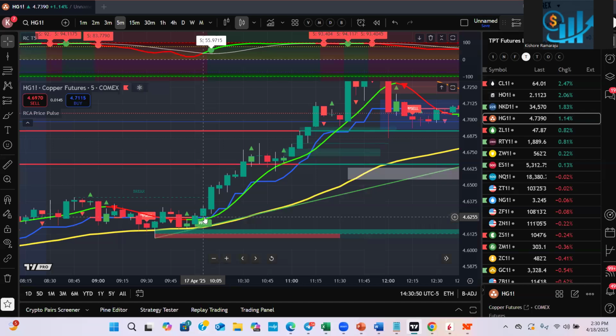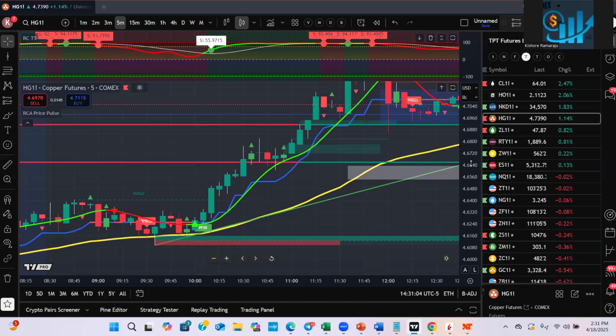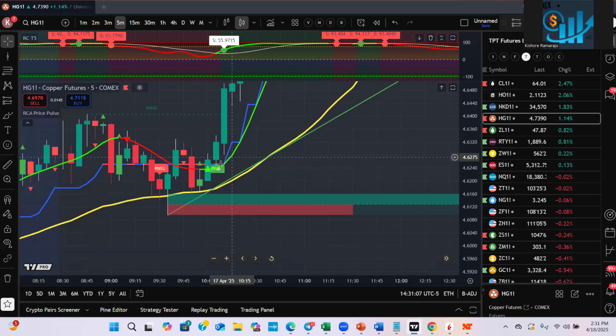Here you got a PP strong buy, and it is somewhere around 10 o'clock. PPSB means strong buy. Now here you have green, here you got a strong buy, and this is touching your T5 line. Your price pulse line, T5 line, it is very, very close. The proximity is very close.